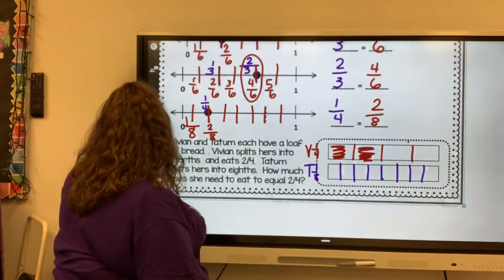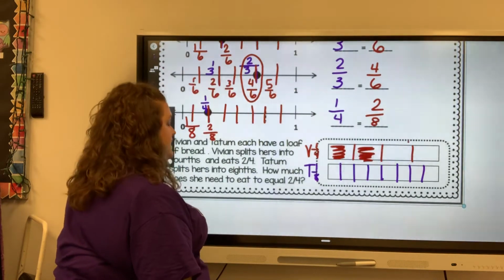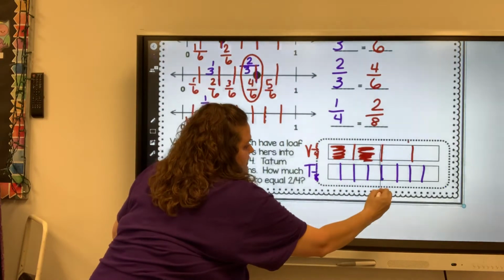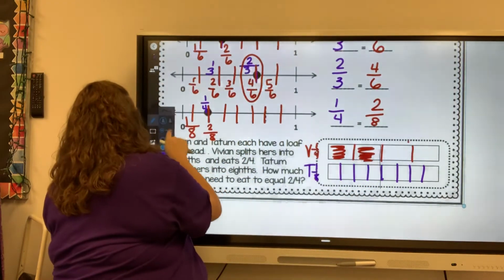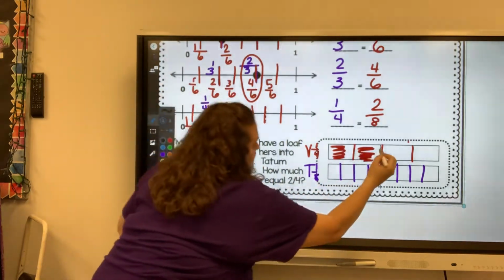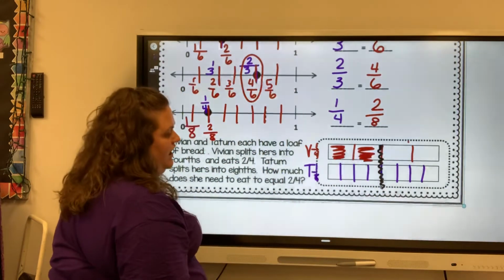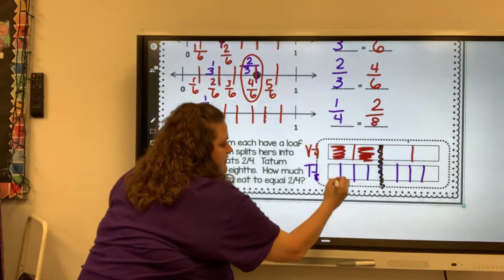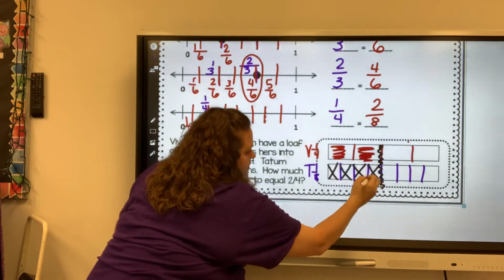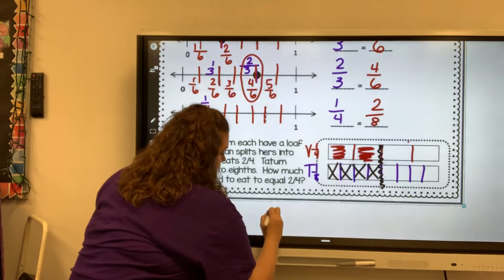So I need to know, how much does Tatum need to eat to equal 2/4? So here's the end of my 2/4. I'm going to come straight down here, thick and fat, do it that way. So here's 2/4, the end of 2/4, all the way down to here. So how much does Tatum need to eat? Tatum needs to eat this 1, 2, 3, 4.